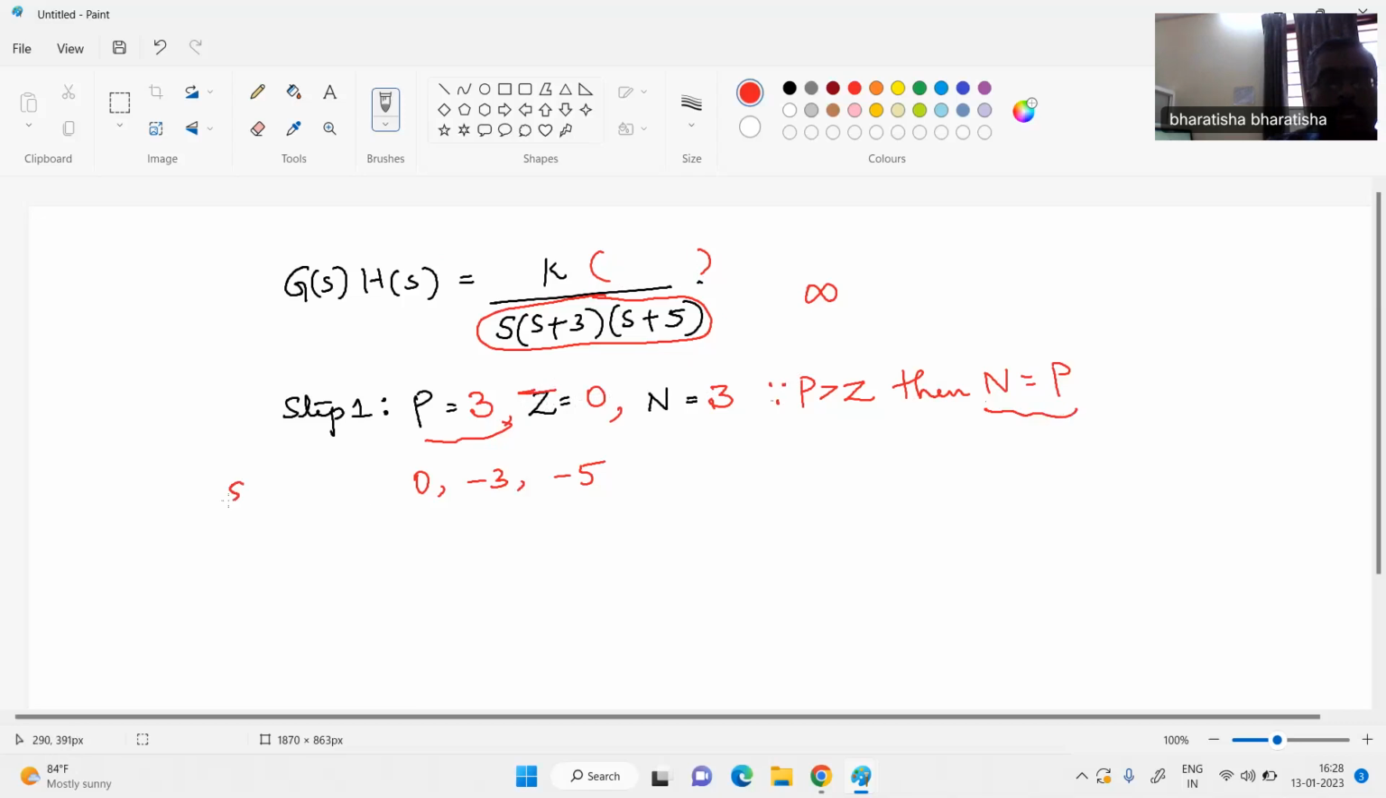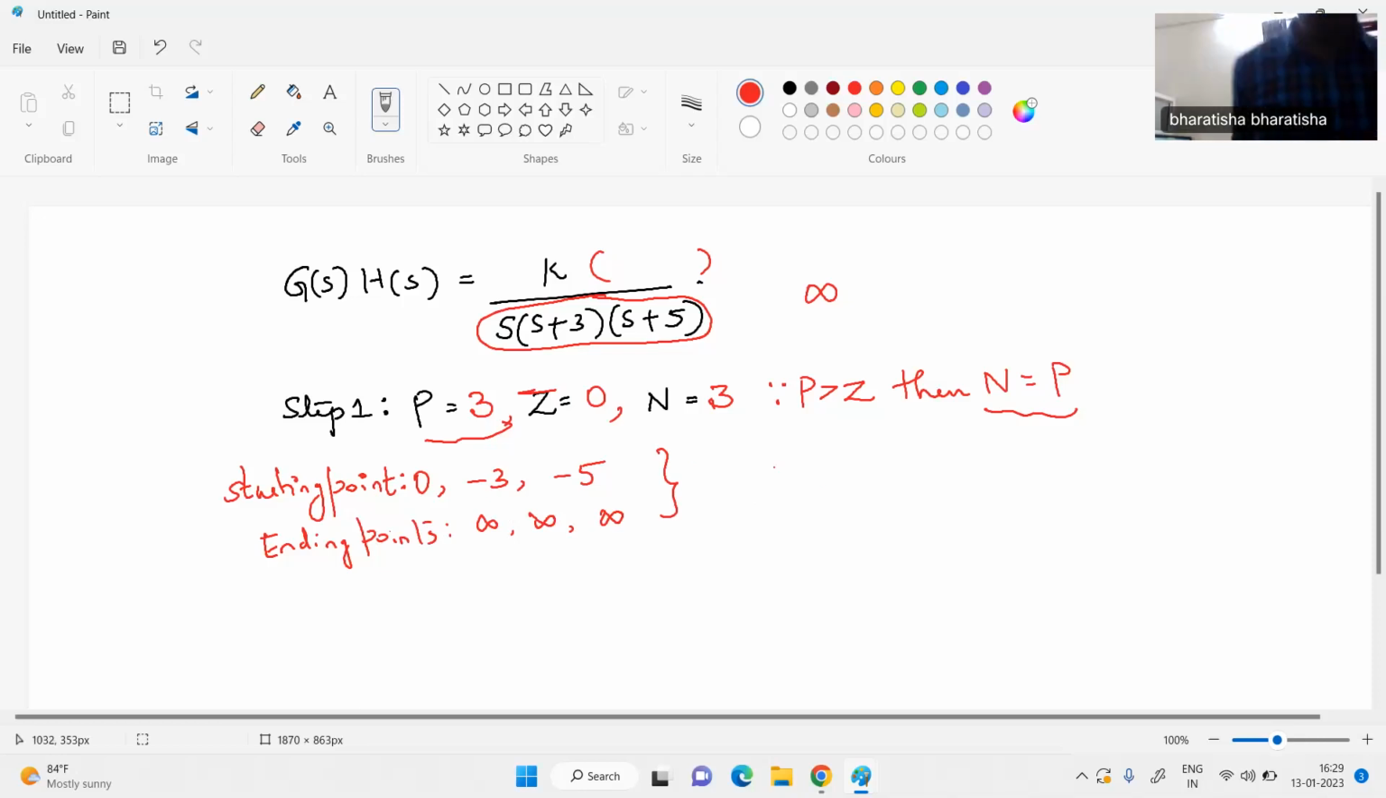So here these are the starting points also. Remember, root locus will always start from a pole and it will end at a zero. Now, what are the ending points? The ending points are infinity, infinity, and infinity. Because there are no zeros, the root locus will approach towards infinity. So always the root locus will start from a pole and end at a zero. If there are no zeros, then the root locus will directly approach infinity.